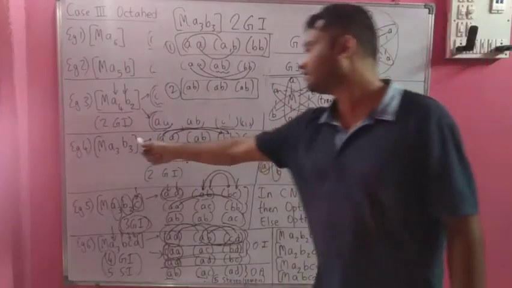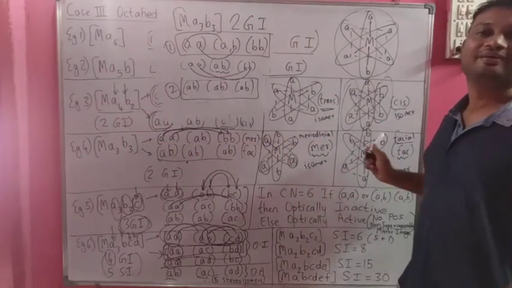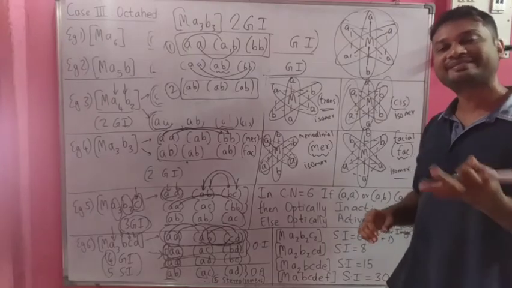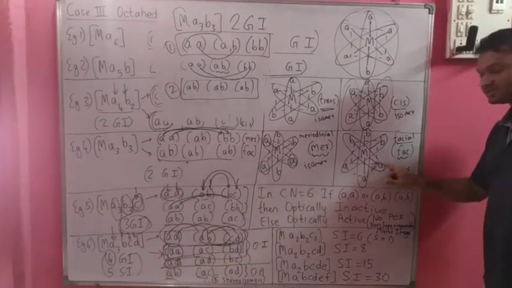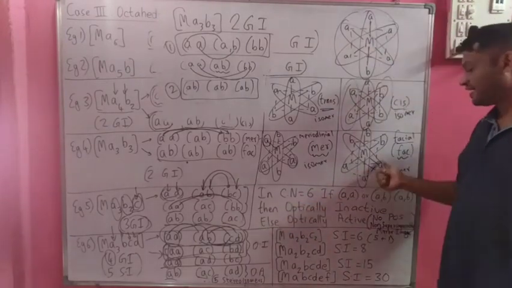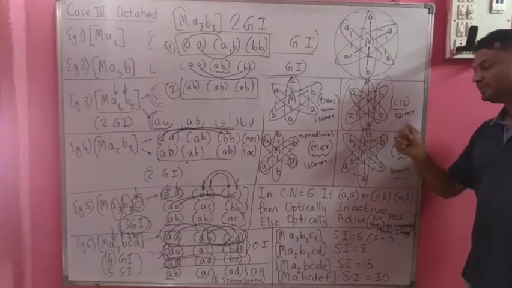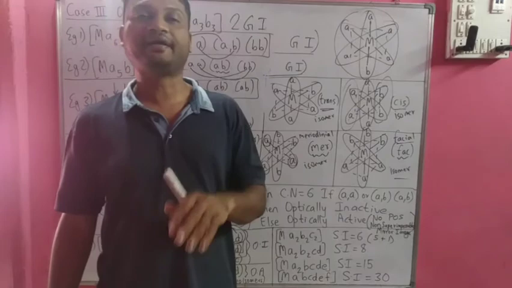So that is what we have written in here. Two geometrical isomers. One is meridional, one is facial. Meridional because three ligands are in one plane, and facial because the same ligands are on the same face. So all three A's on one face, all three B's on one face. So this is the facial and meridional geometrical isomer.